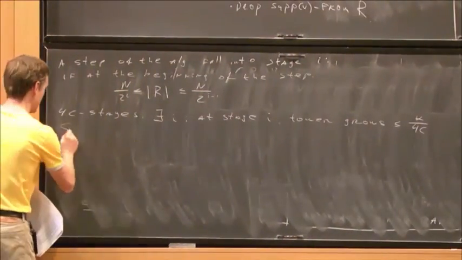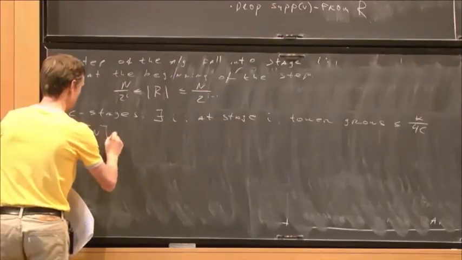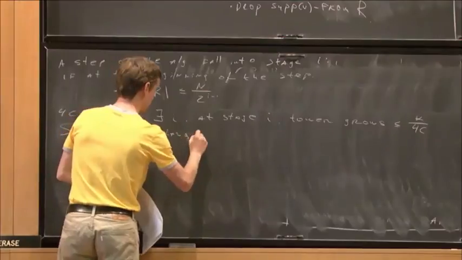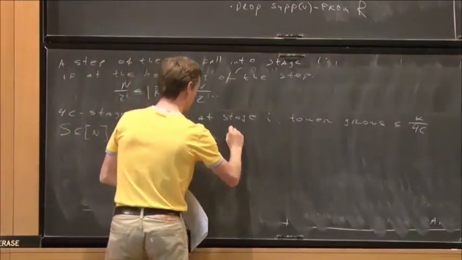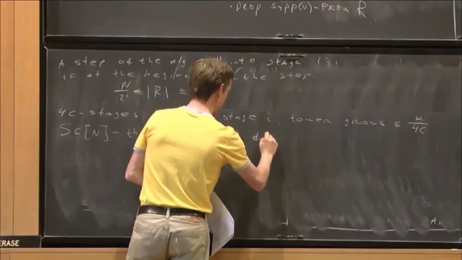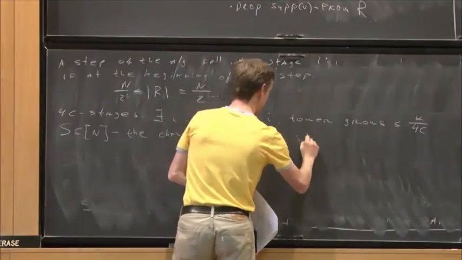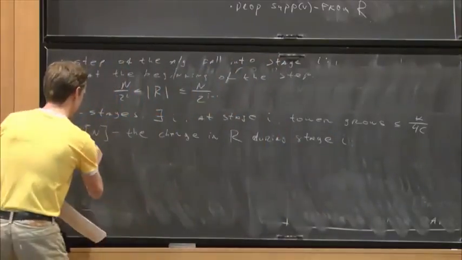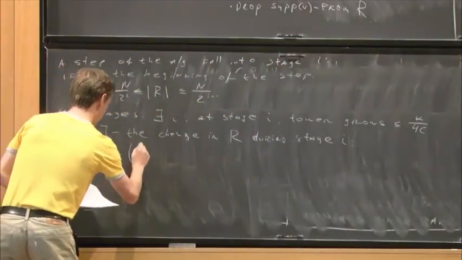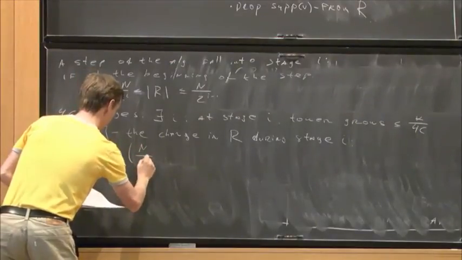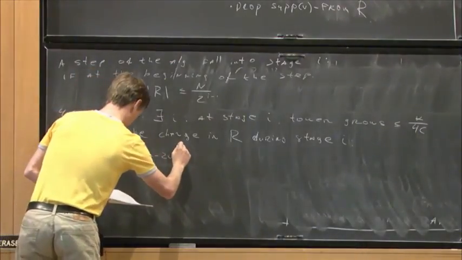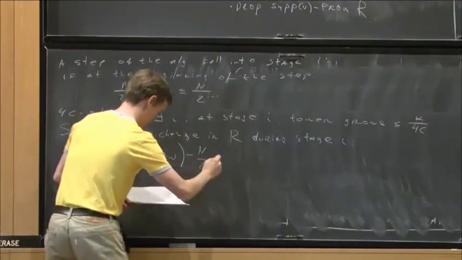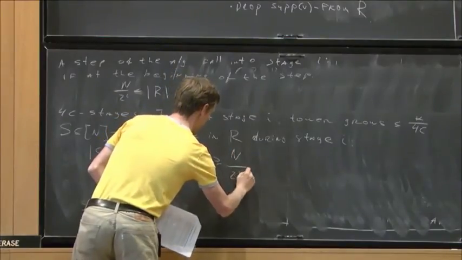So let S be a subset of n. This is the change in R during stage I. So what can we say about the change? Say that the size of S is at least n over 2 to the I minus 1, minus 2w, minus n over 2 to the I. And that one can in fact prove to be at least n over 2 to the I plus 1.